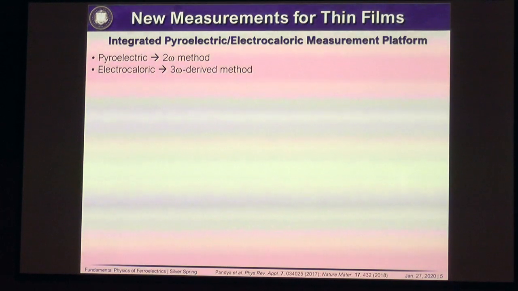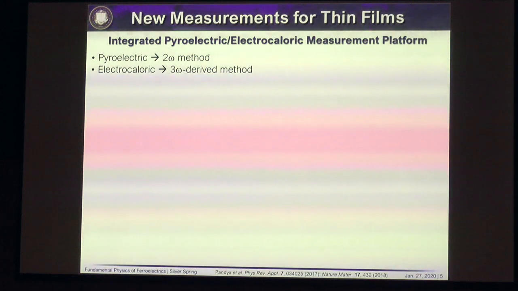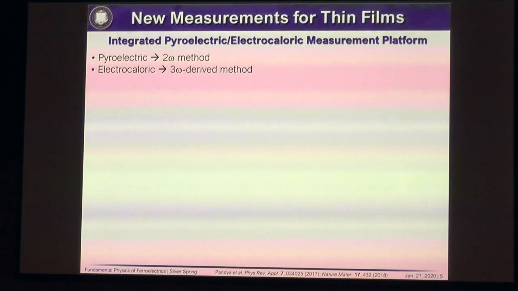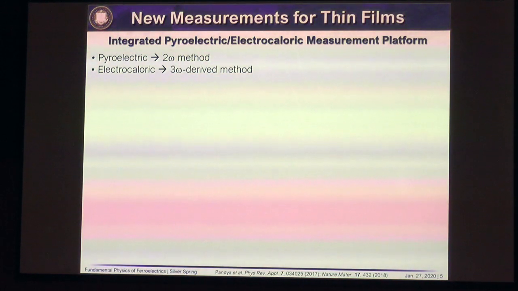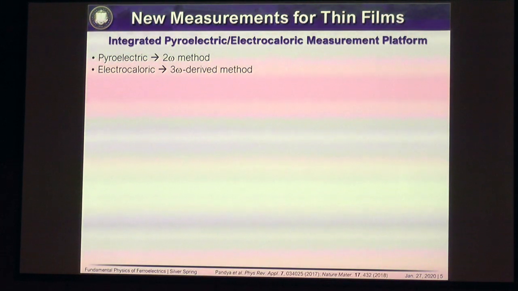All right, if we're going to study pyroelectrics and electrocalorics, we need ways of measuring these sorts of things. What my group has focused on over probably almost 10 years at this point is building integrated measurement protocols and platforms.